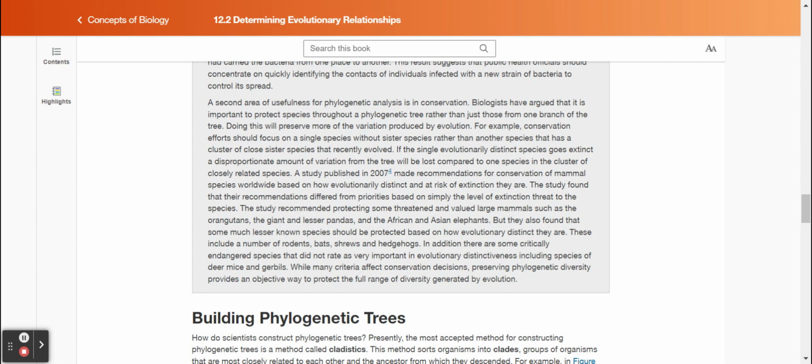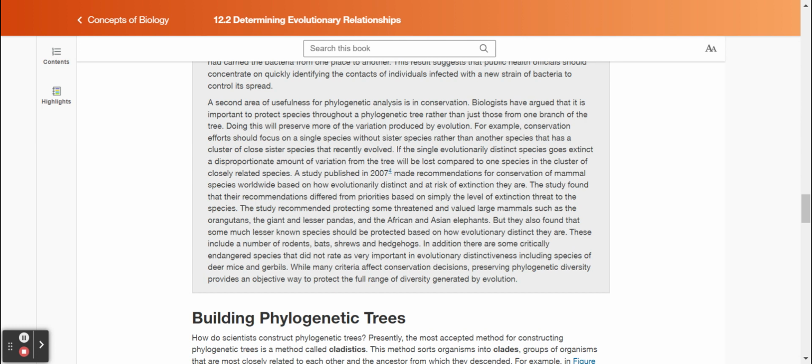For example, conservation efforts should focus on a single species without sister species rather than another species that has a cluster of close sister species that recently evolved. If the single evolutionarily distinct species goes extinct, a disproportionate amount of variation from the tree will be lost compared to one species in the cluster of closely related species.